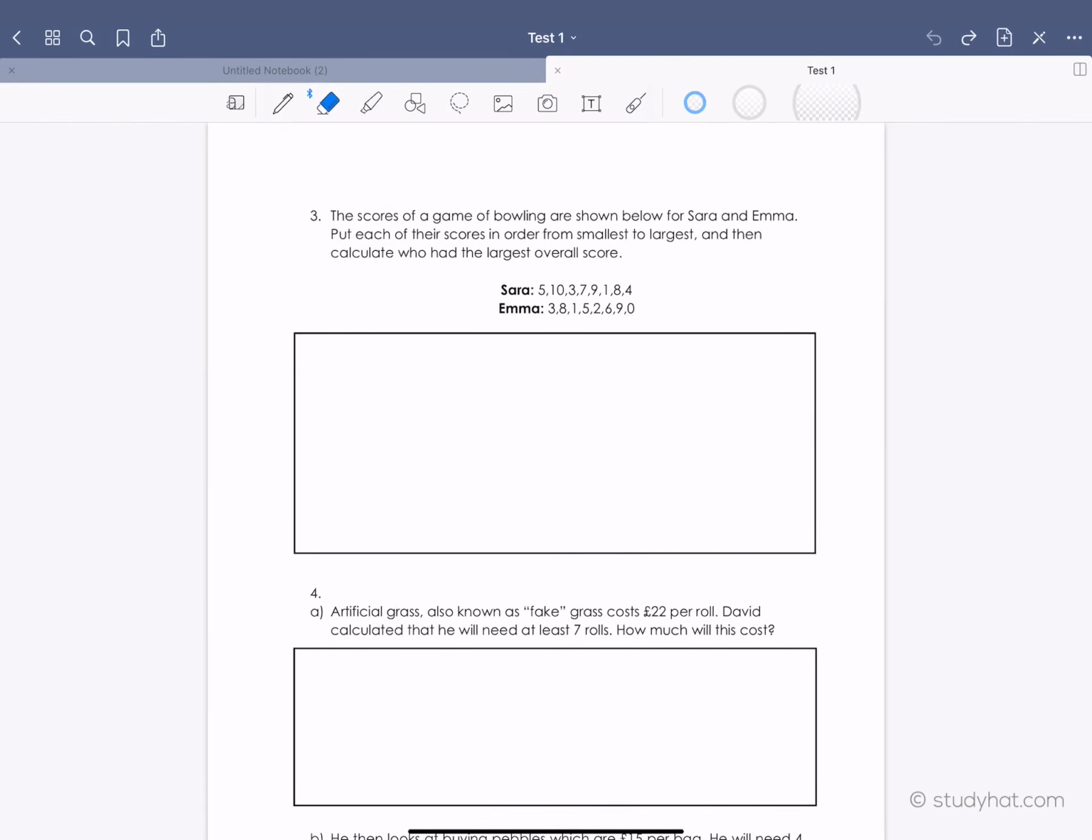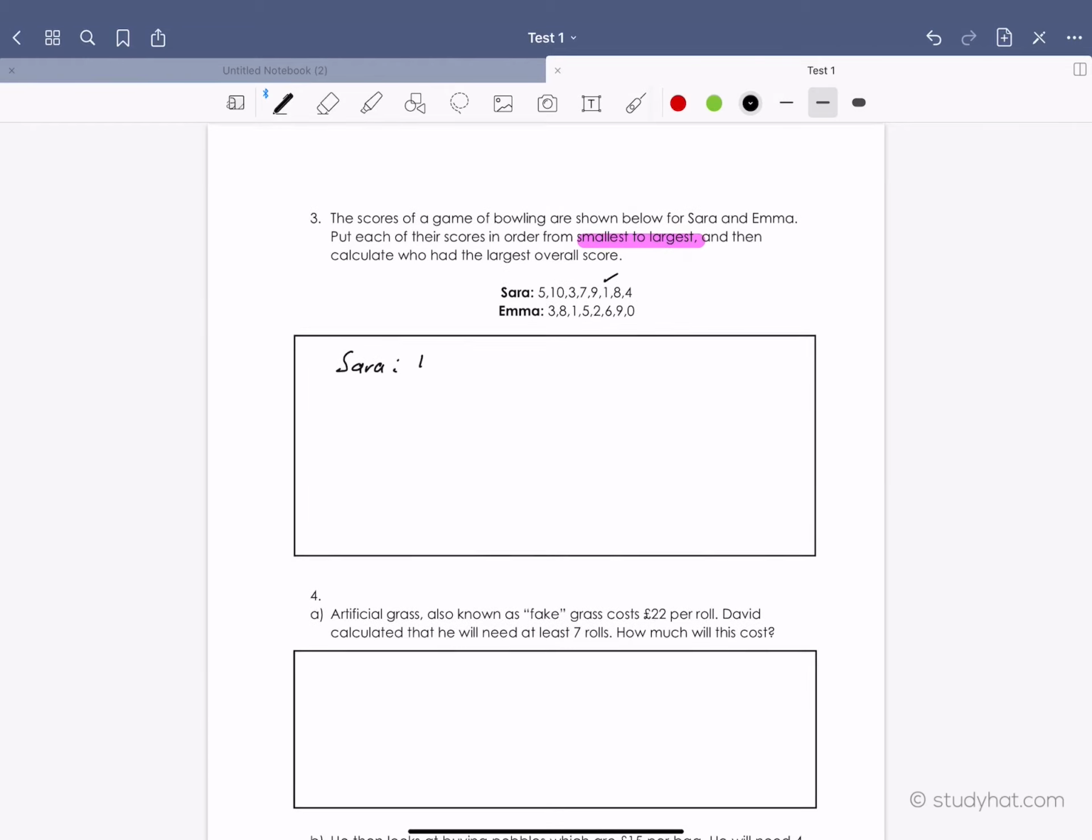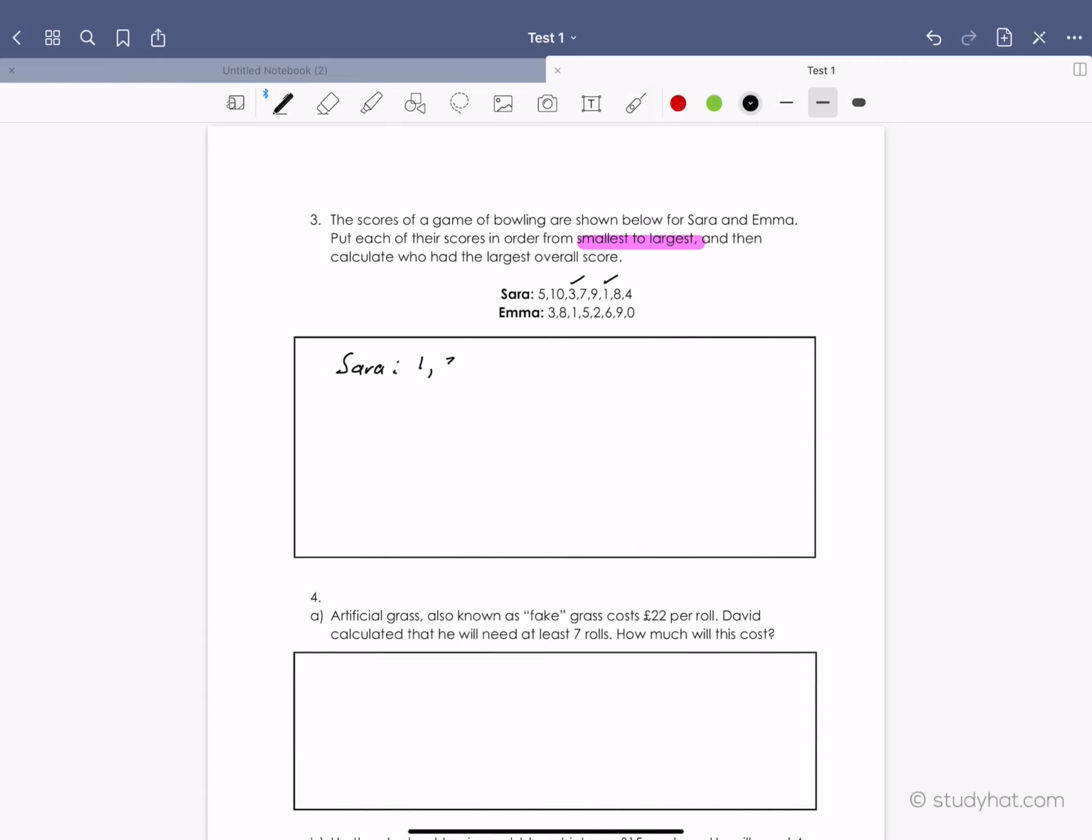Okay, on to question 3. Here we've been asked to put the scores of a game of bowling into order. So, I'm going to go from smallest to largest. So we'll start with Sarah. The smallest number is a 1. So we start with the 1 there. It's good to tick them off as you go. Then 3. Then 4. Then 5. Then 7. Then 8. Then 9. And then 10.